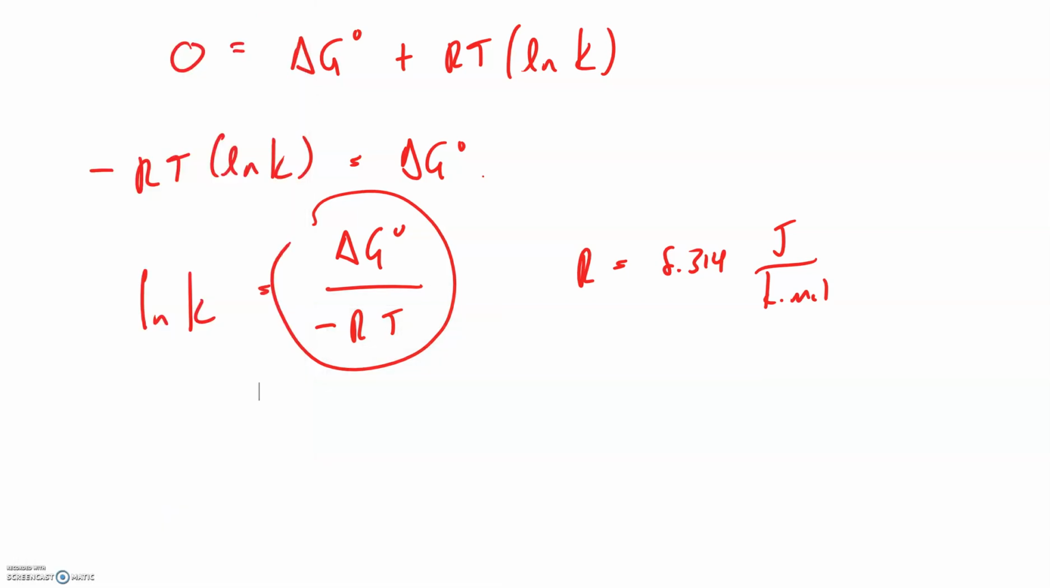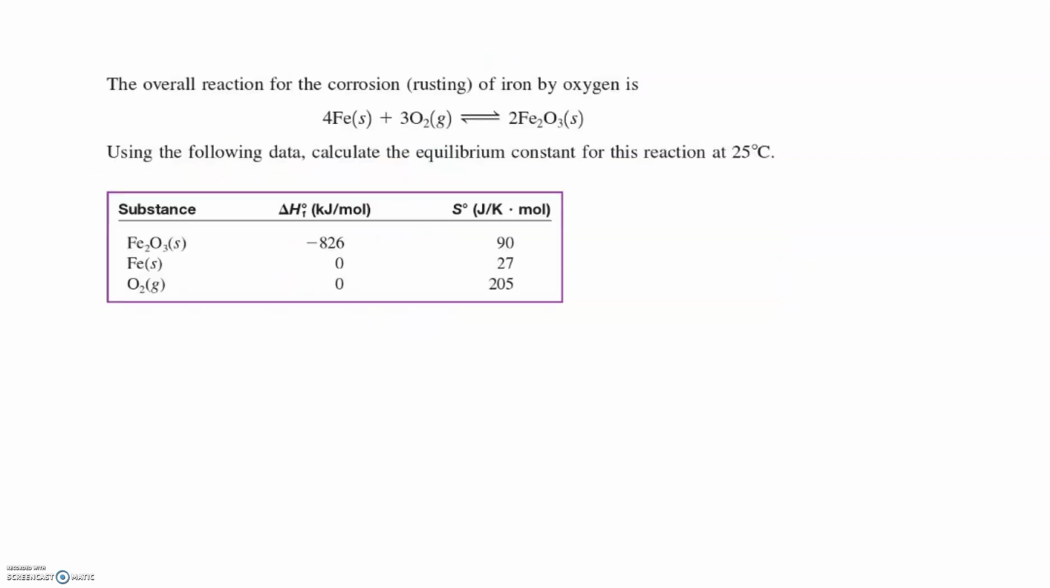And we know that if K is greater than 1, it's obviously a situation where the products are much greater than the reactants. All right, so we can find the equilibrium position. We can find where the situation is going to end up. So let's try one of these out.